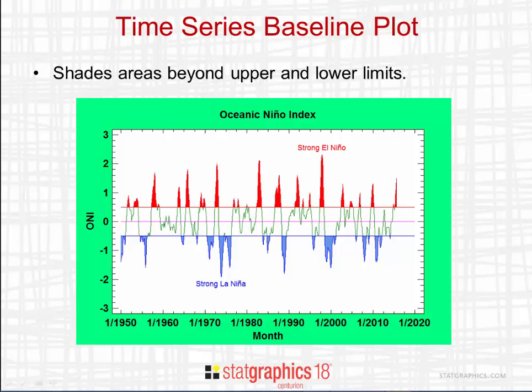Here you see a plot of the Oceanic Niño Index plotted monthly beginning in January 1950. When the index is above 0.5, it indicates the occurrence of an El Niño. When the index is below minus 0.5, that's a La Niña.